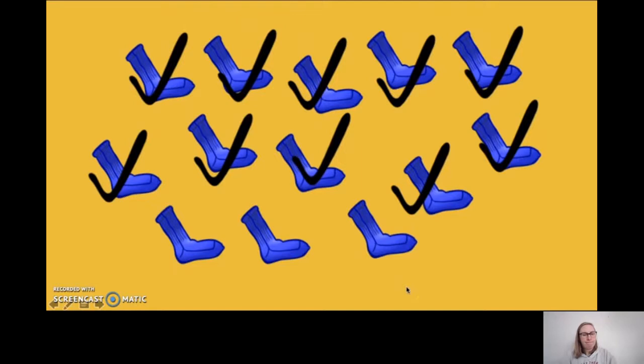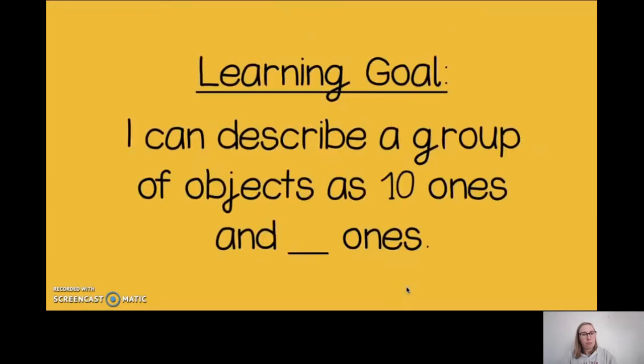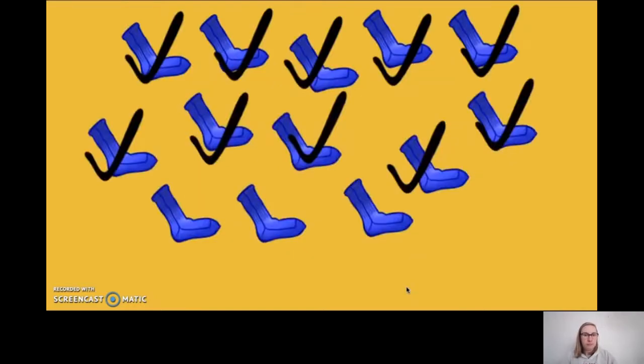How can I talk about this group of socks? Oh man, what are we gonna do? Oh, I know. We can think about today's lesson. Our learning goal for today says, I can describe a group of objects as 10 ones and blank ones. So, okay, I'm going to think about my socks. Let's describe them as 10 ones, because I see there's 10 socks and then some ones.